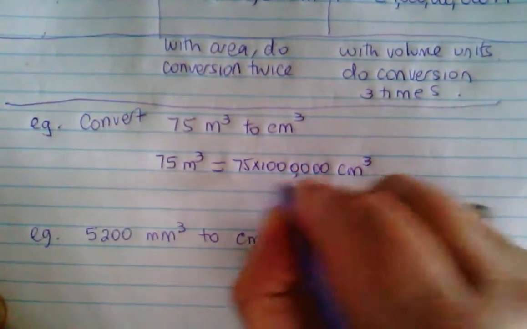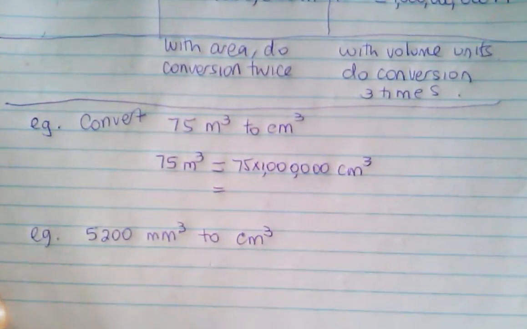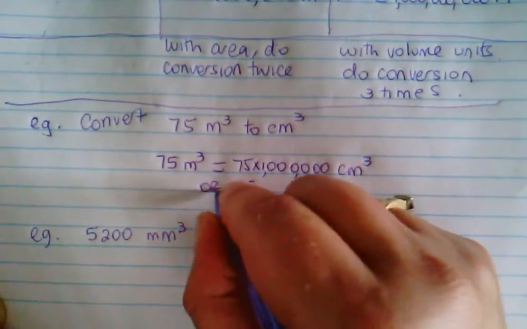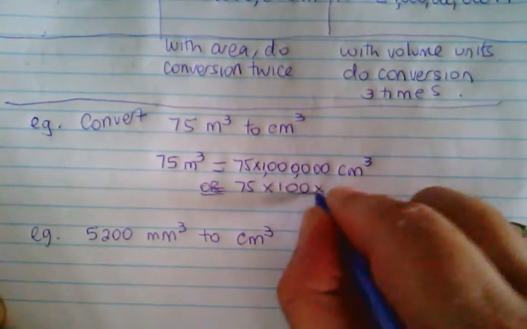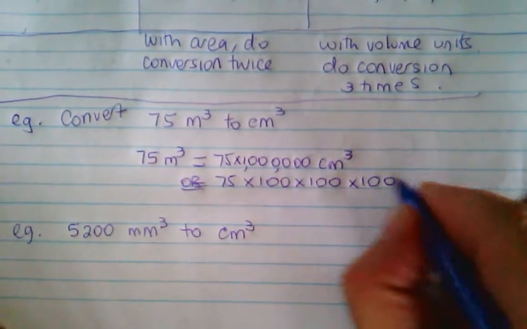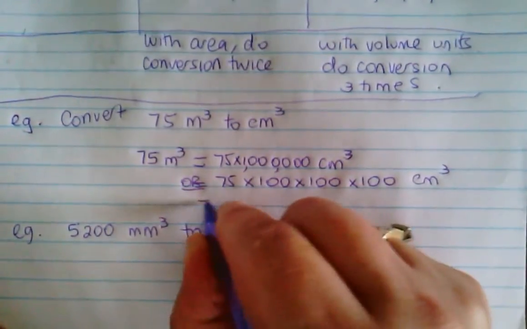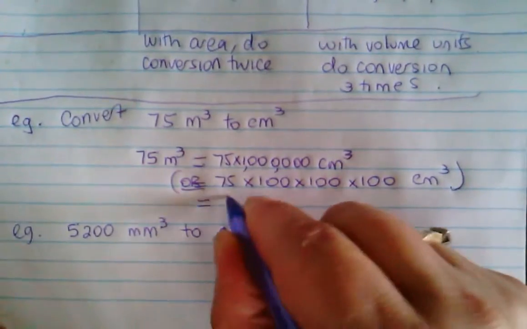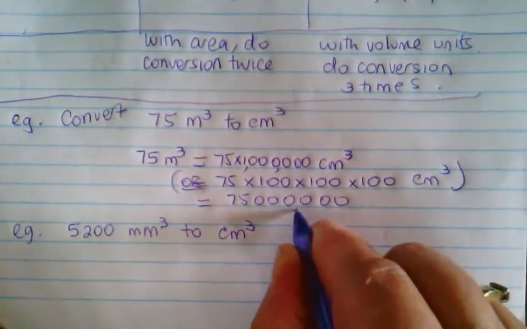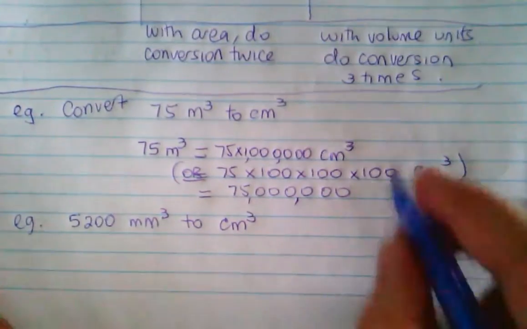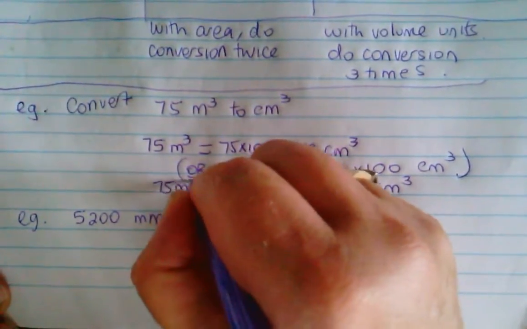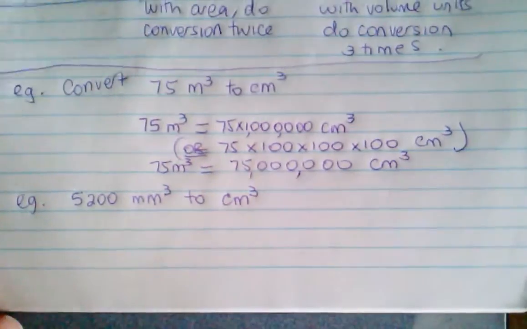The only problem with that is don't mess it up as you put it into your calculator. Or you can go 75 times 100 once, twice, 3 times. That's fine too. Either that or that. You could do it either way, and it's a whole number, so we'll just add 1, 2, 3, 4, 5, 6 zeros: 75 million centimeters cubed. Okay? So therefore 75 meters cubed is 75 million centimeters cubed.